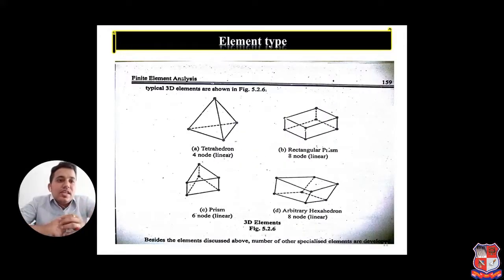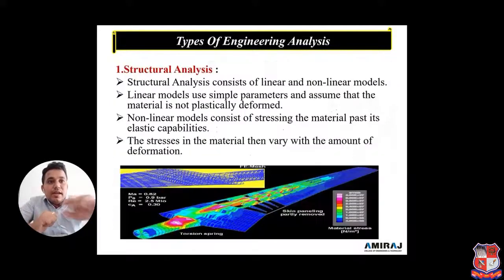These are the 3D elements: tetrahedron with 4 nodes, rectangular with 8 nodes, prism with 6 nodes, and arbitrary hexahedron with 8 nodes. These are the standard nodes we use for any 3D geometry, or we can say any assembly also. We'll look at examples up to the end.